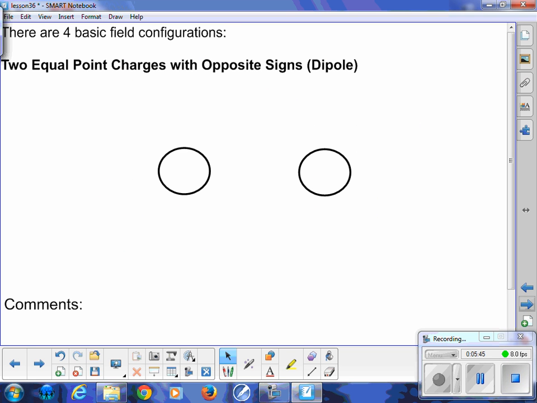So there are 4 basic field configurations here. So the first one is 2 equal point charges, opposite signs. So we're going to have a positive and a negative charge. So let's draw the field lines to start with. So I'll do those in blue. So positive and negative, we're going to have a field line going directly between the two.